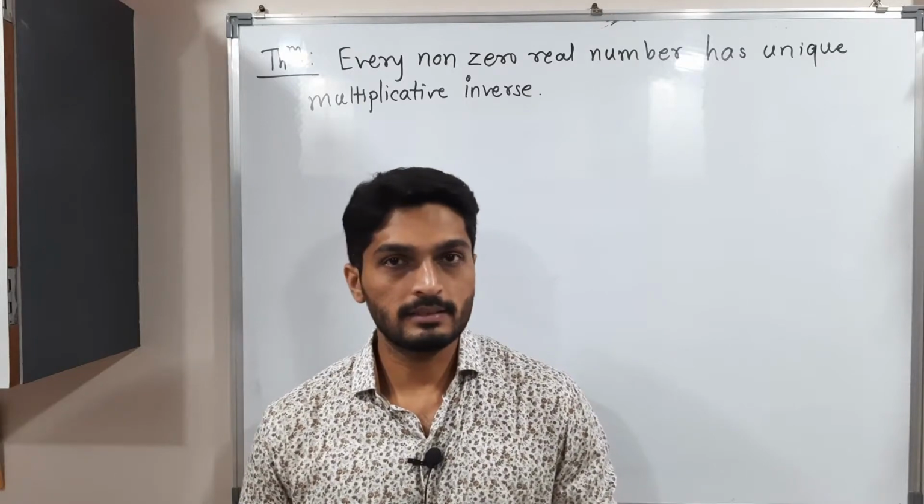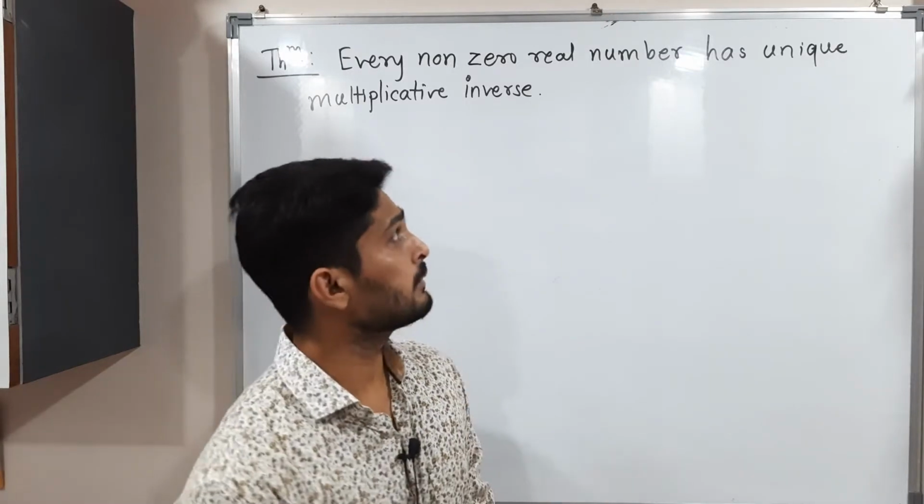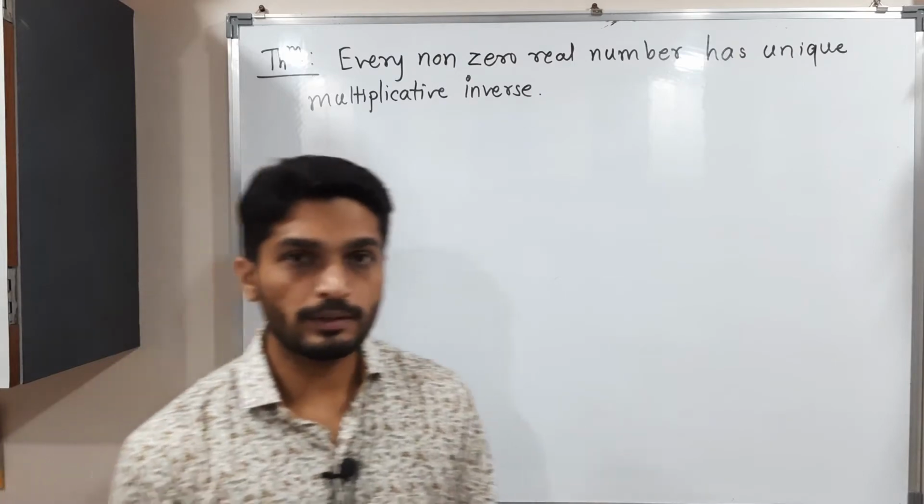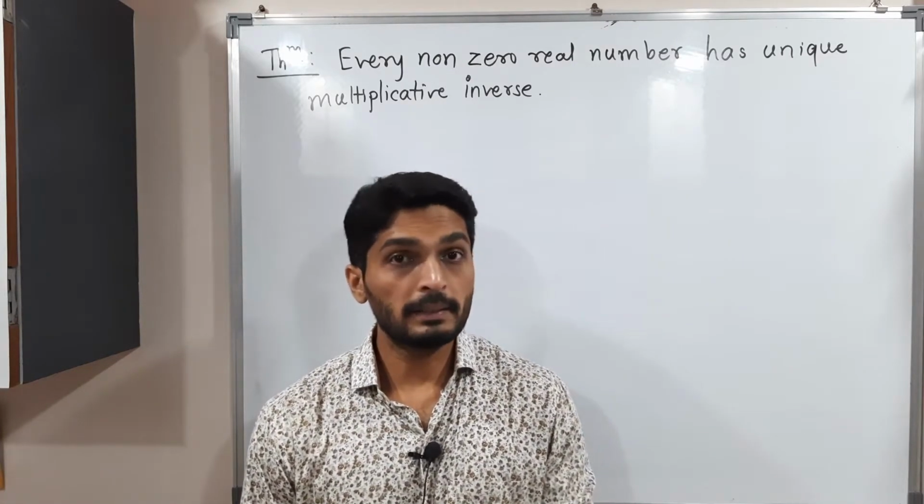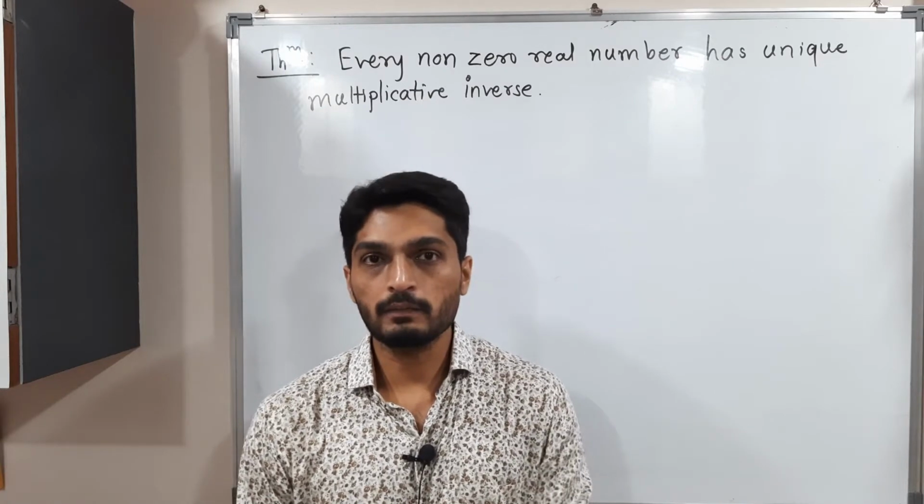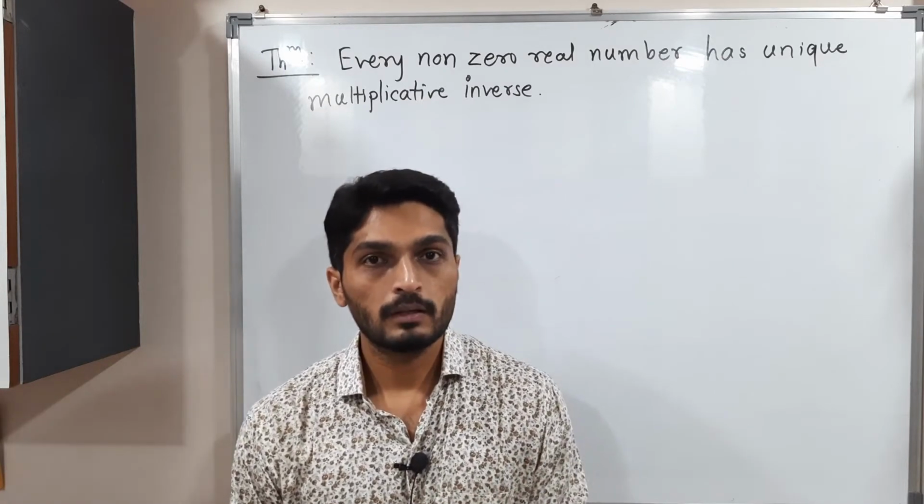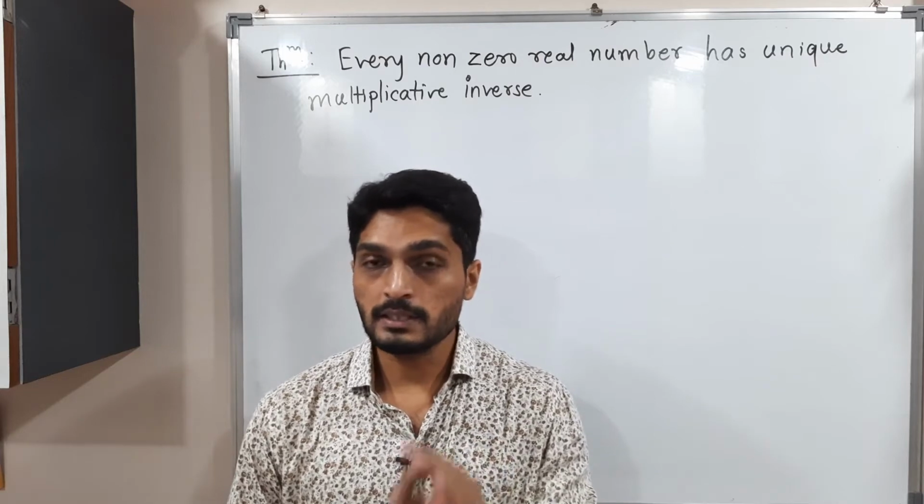Of one interesting result. See what we have to prove. Every non-zero real number has a unique inverse, multiplicative inverse. Okay, you know multiplicative inverse. What is inverse of 5? 1 by 5. Additive inverse is minus 5.